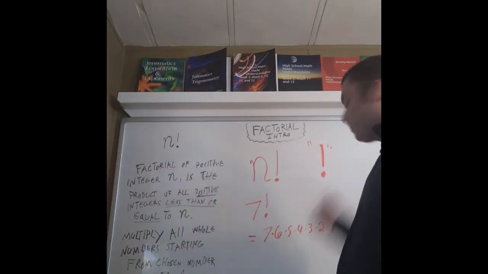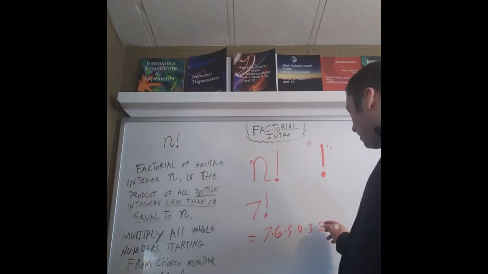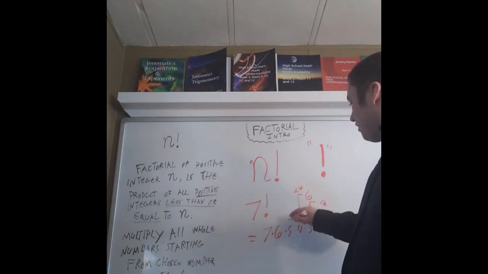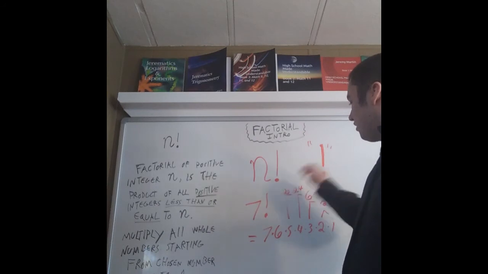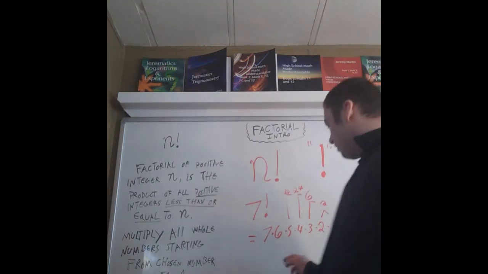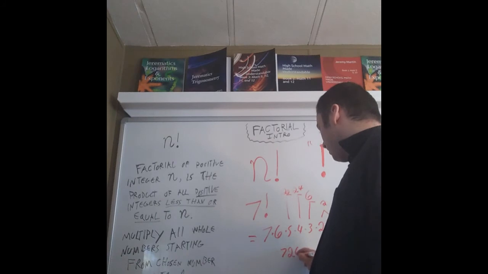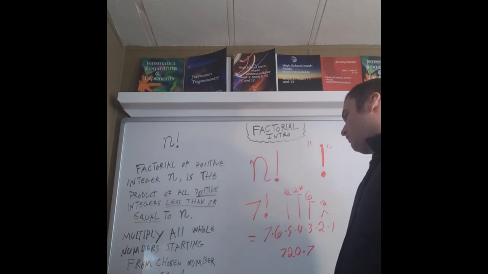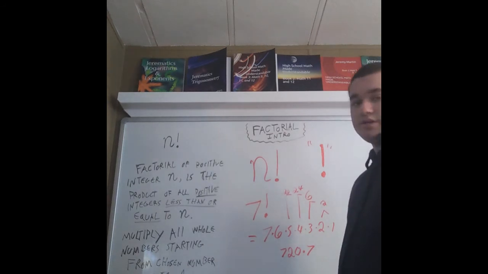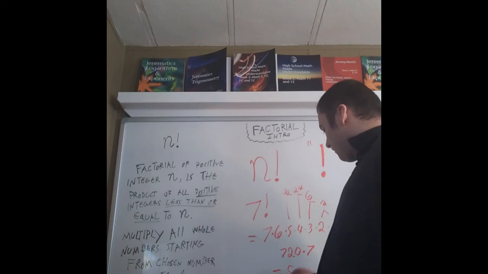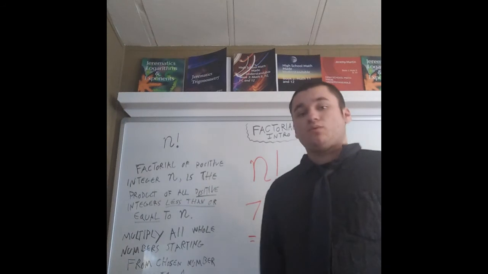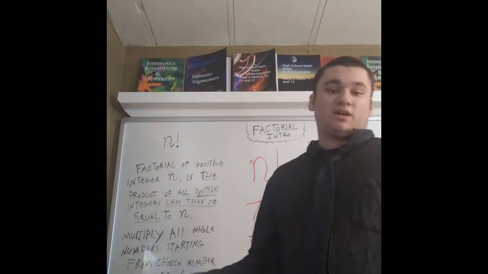Let's multiply all these numbers together and see what we get. 1 times 2, that's 2. Times 3, that's 6. Times 4, that's 24. Times 5, that's 120. 120 times 6, that's 720. And then 720 times 7 is 5,040. So 7 factorial is 5,040. And that is how you expand factorials.